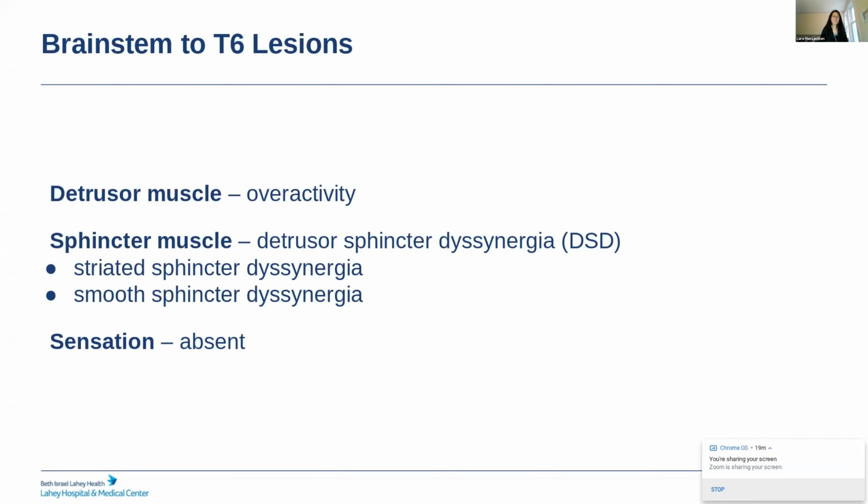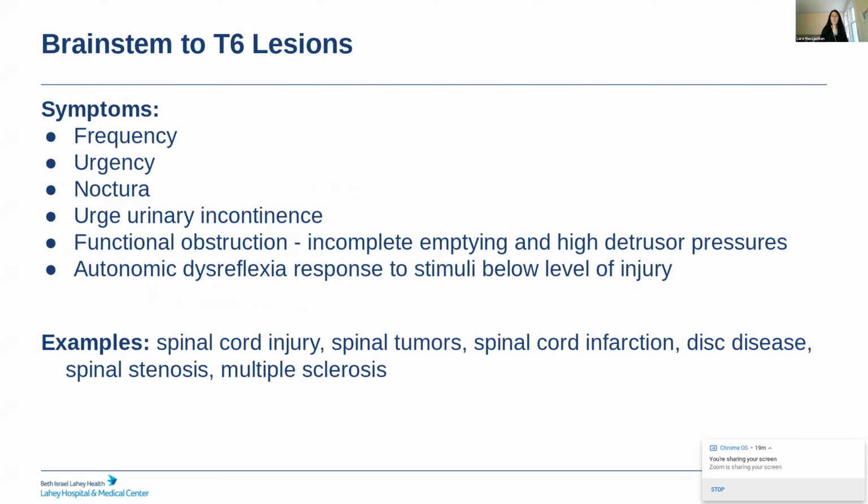because of the DSD. What does that look like? What would the patient complain of? They'll complain of overactive symptoms like frequency, urgency, nocturia, and urge incontinence, but they'll also have this functional obstruction from their DSD with incomplete emptying and possibly even high detrusor pressures while voiding or while trying to void. These patients also above T6 will have autonomic dysreflexia responses to stimuli below the level of injury. And so examples of these type of lesions would be spinal cord injuries, spinal tumors, spinal cord infarctions, disc disease, spinal stenosis, and also multiple sclerosis.